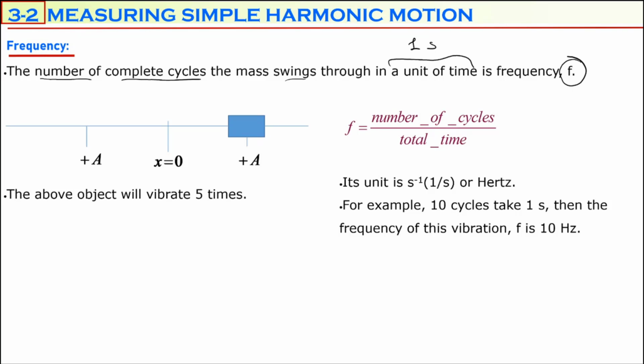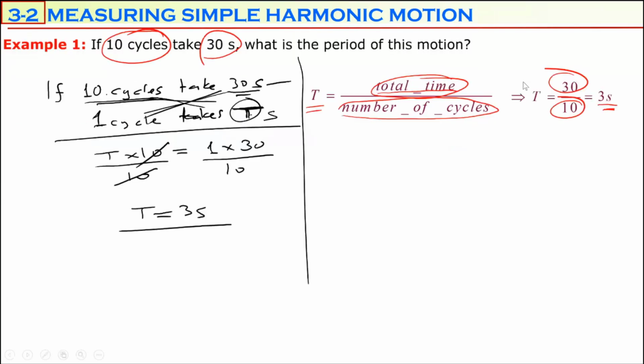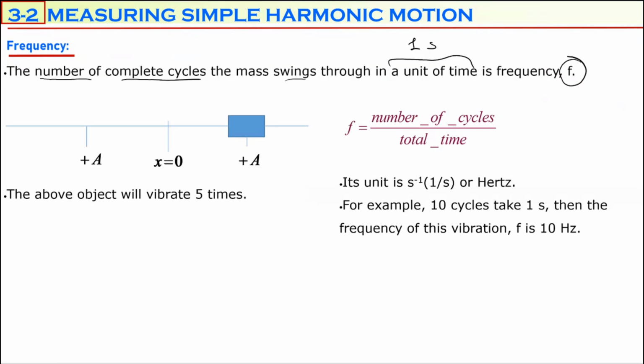Frequency is calculated in reverse way of period. So remember, period is total time divided by number of cycles, but frequency is number of cycles divided by total time. So for that, its unit is 1/s because time has a unit second. Number of cycles has no unit, it's just a number. So 1/s is the unit of frequency, or sometimes this 1/s is written like this, second power of -1, or given a name of the scientist, one of the popular scientists, Hertz. Hertz is also unit of frequency.